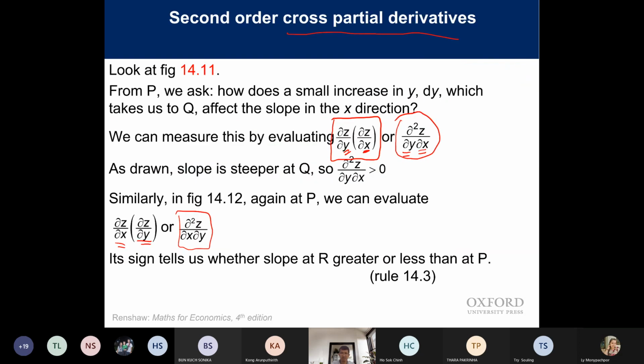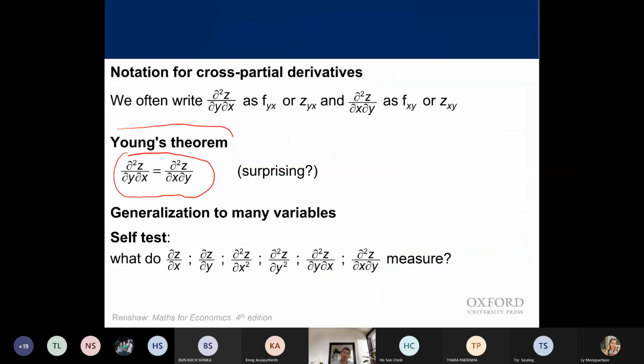So that's why we come up with this general result, and we refer to it as Young's theorem. Young's theorem.